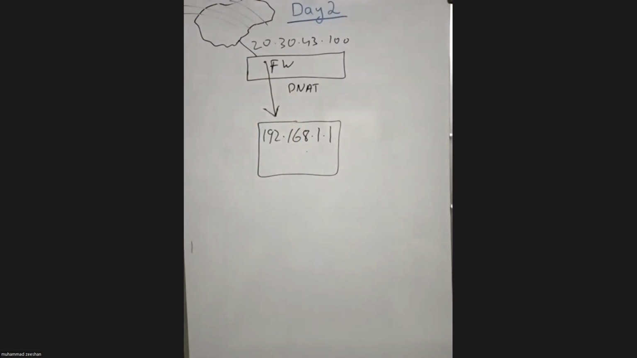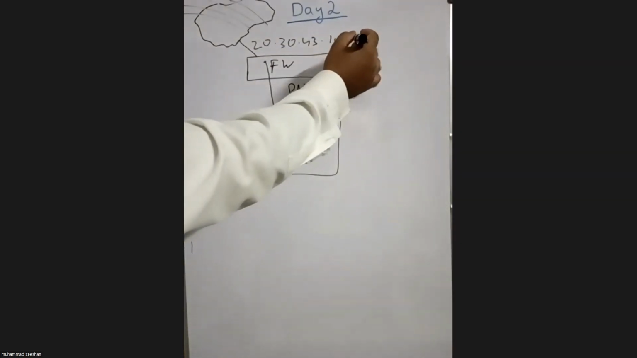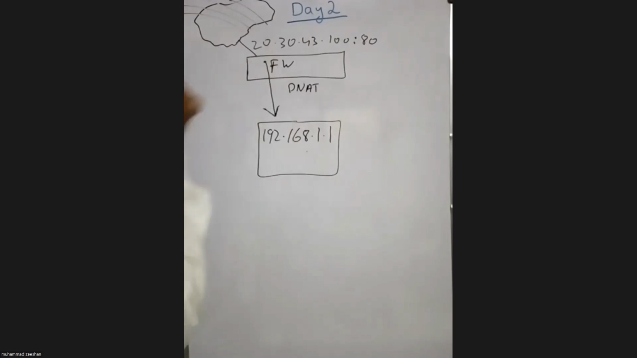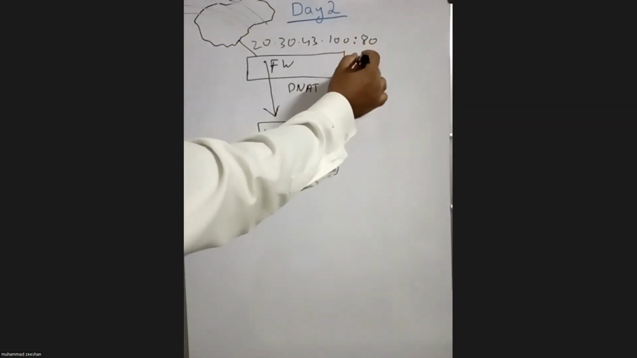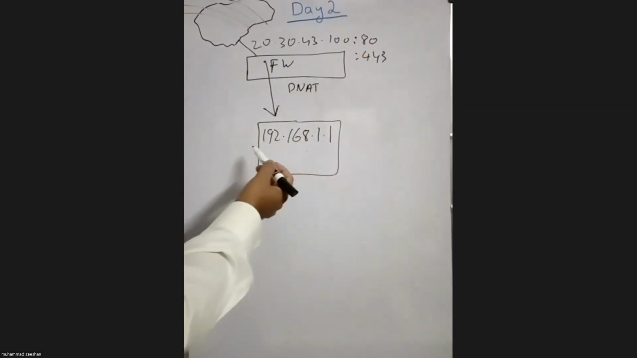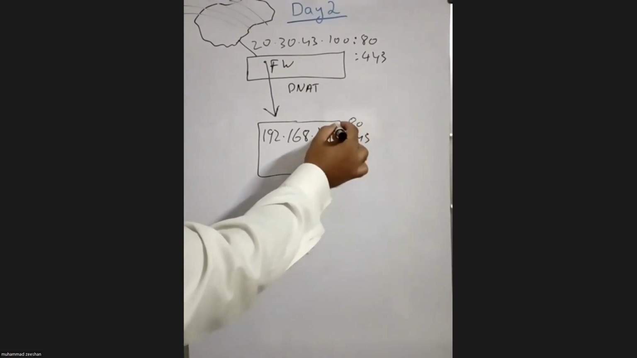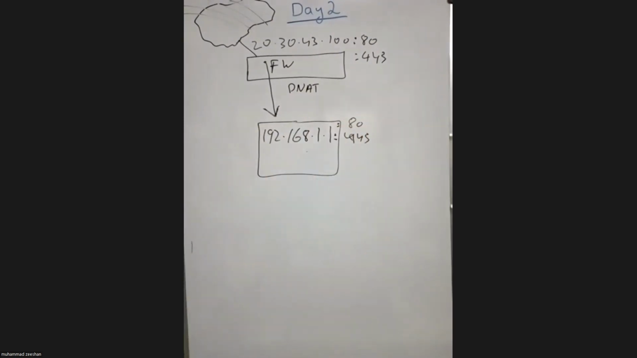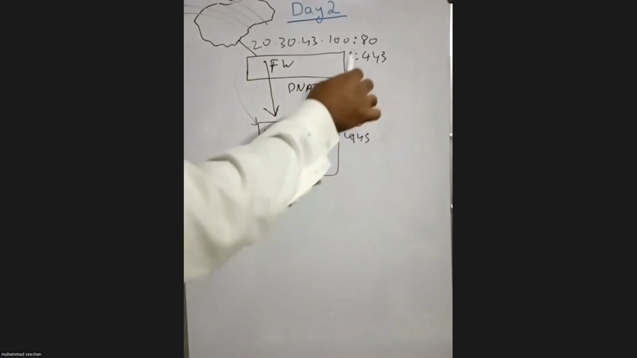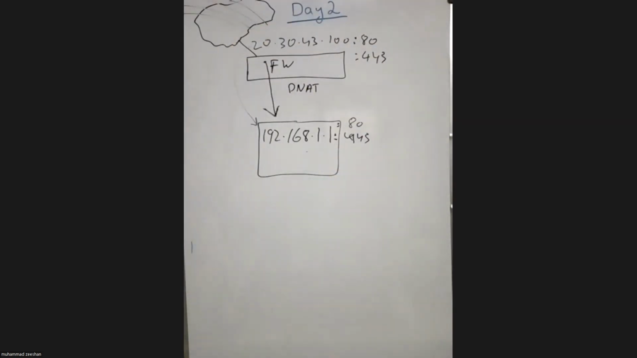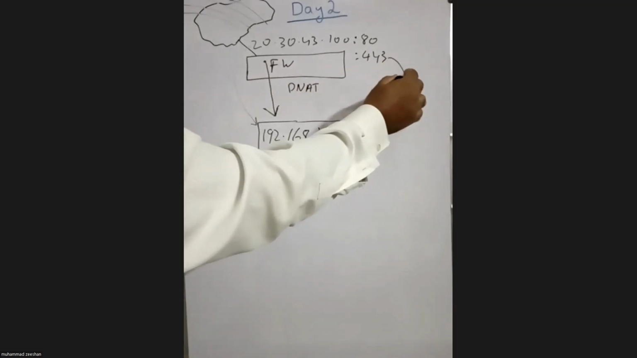And the benefit is that we can do multiple scenarios. If someone is coming on this IP address and this port, or this IP address and this port, on my server these ports are listening on the private IP address. So what the firewall will do in a DNAT, it will take out this IP and send the traffic to this private IP, port 80 to 80 and 443 to 443.